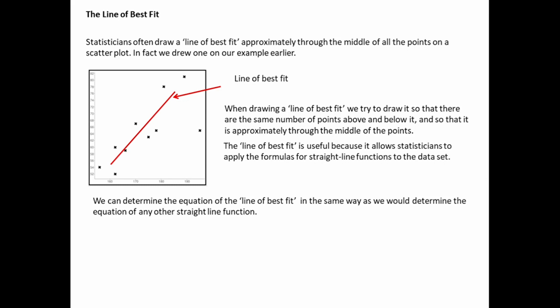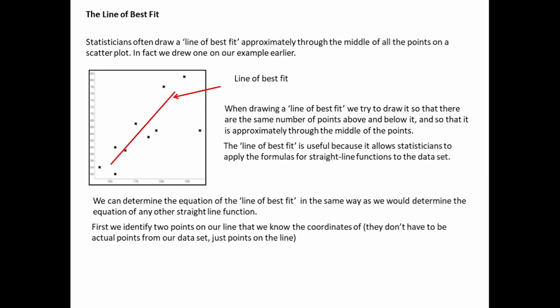So we can determine the equation of the line of best fit in the same way that we determine the equation of any other straight line function. First, we have to identify 2 points whose coordinates we're pretty certain of that are on the line of best fit. Now, we don't actually have to use data sets that we plotted earlier. We just need to find the coordinates of points that are actually on the line of best fit. So I've gone with these two. 160 and 54 is down here somewhere. 180 and 72 is up here somewhere.